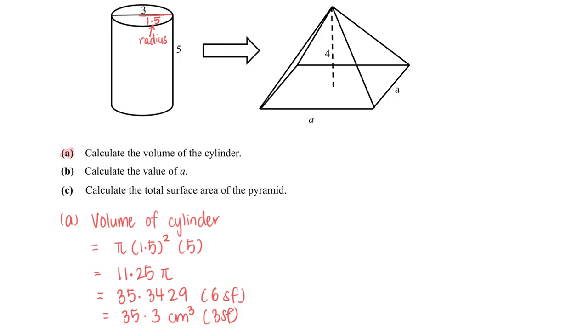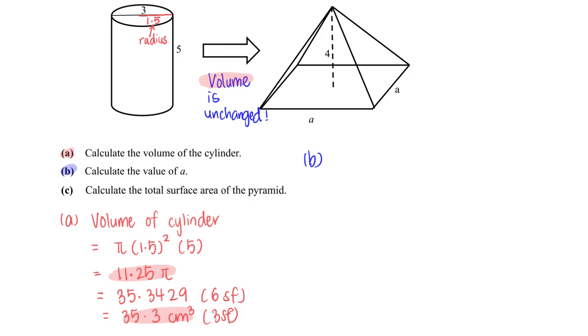Part B. If it is going to be melted, what things remain unchanged? Yes, the volume is unchanged. So for part B, now that I know the volume here or here, then I will be able to get the pyramid.